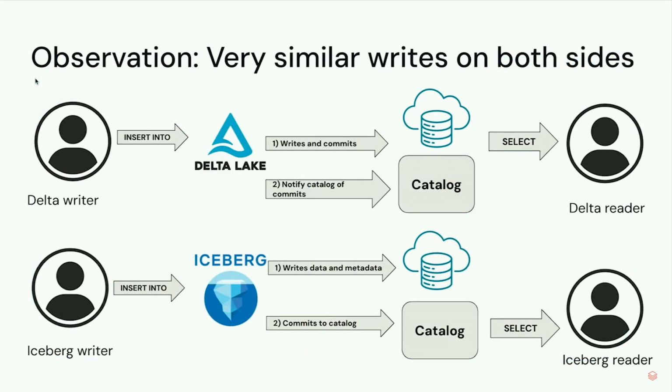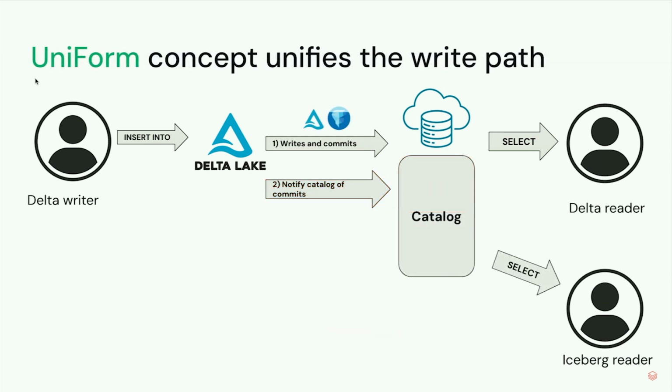Our key insight and observation is that the writes are very similar on both sides. A Delta writer writes some commits, notifies the catalog of those commits, and then a reader is able to read from those metadata files. An Iceberg writer is the same-ish thing: you write data and metadata, and your commits go to the catalog as well. So it's actually pretty similar. They both have this step of notifying the catalog of commits, and so the UniForm concept unifies the write path.